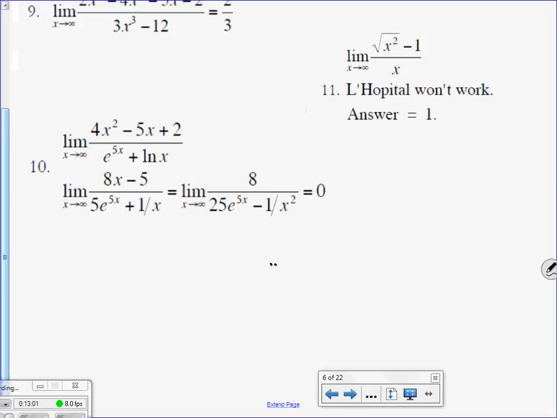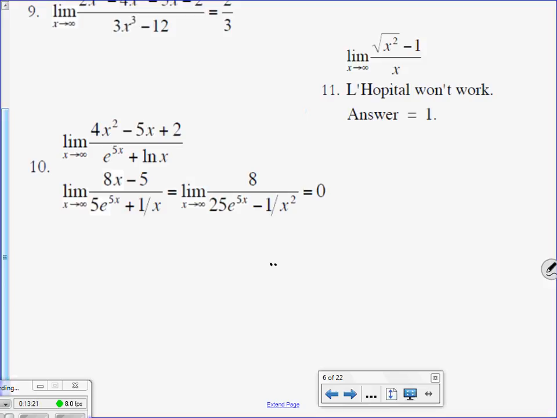Number 10. So you try and you have infinity over infinity. You see that? Okay, so you apply L'Hopital's. You have the 8x minus 5, that's for the numerator. Down here, you have e to the 5x times 5, or 5 e to the 5x. The derivative of ln of x is 1 over x. You have 1 over x.